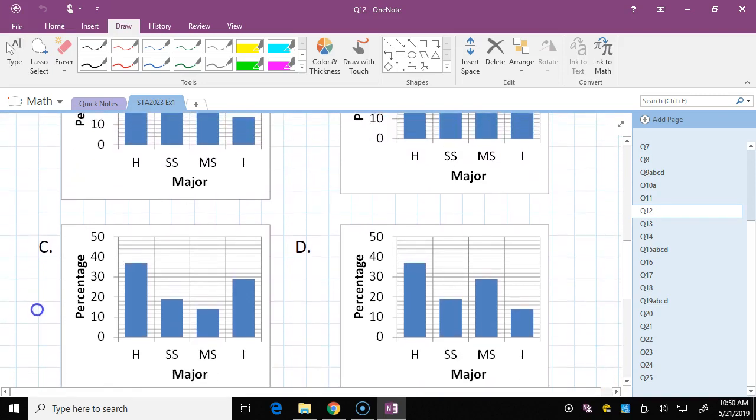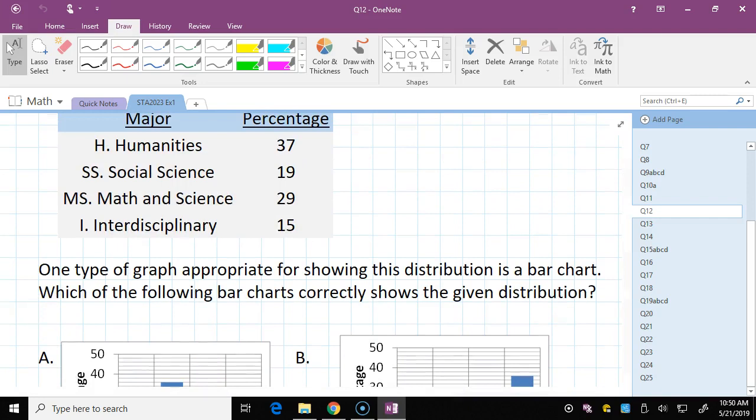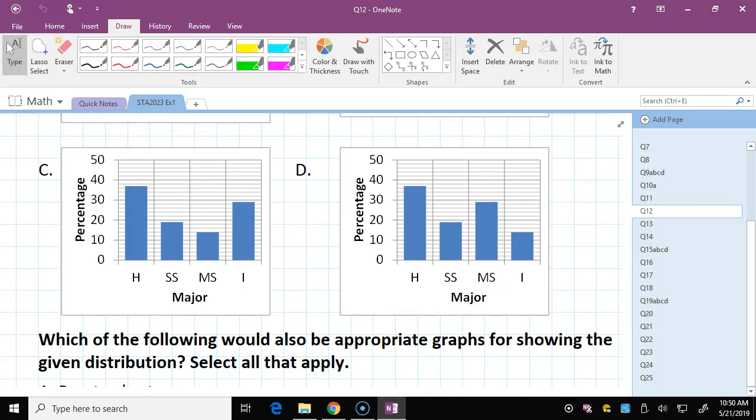So then from there, it looks like there's a big difference in the math and science. So let's see which one is the correct one. It says math and science should be at 29. So if I look at these, which one of these graphs is at 29 for math and science? D. So the graph has to be D. It's the only thing that makes sense with what they gave us. Okay?